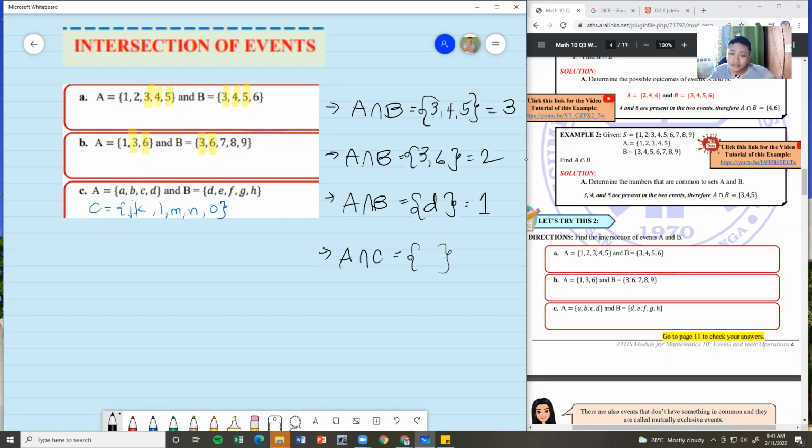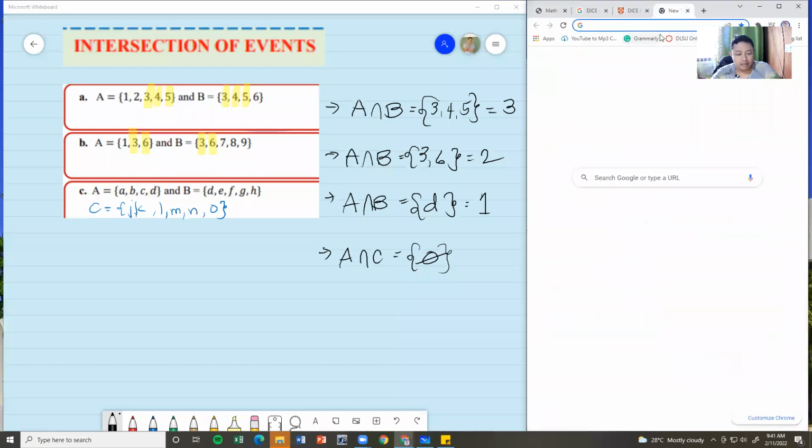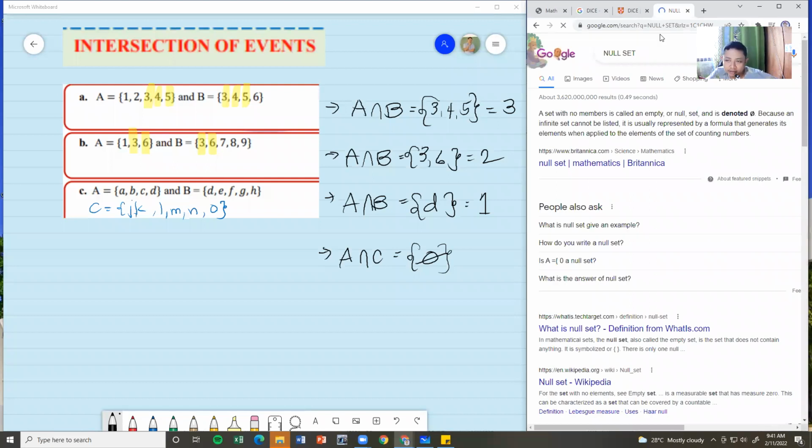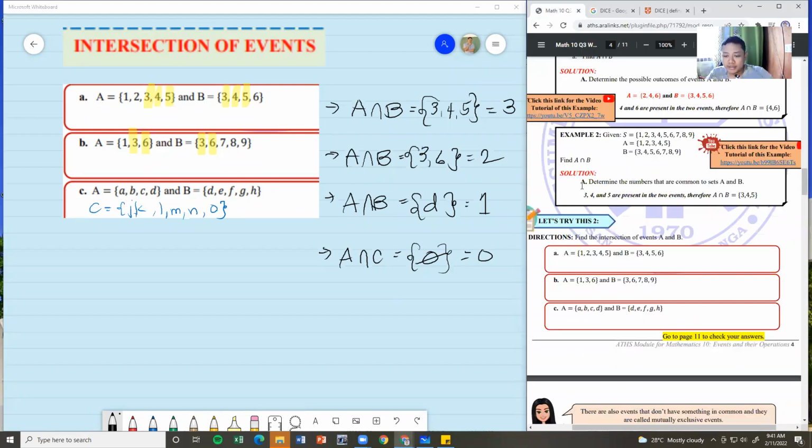If none, simply means you can use this symbol, which means a null set. What do you mean by null set? Null set means it's an empty set. Ayun. So that is the symbol that we use in denoting the null set. Empty set, ibig sabihin wala. So that simply means this is equal to 0. Kasi walang intersection yung dalawang events. Got it? Show me a reaction if that's clear to you.